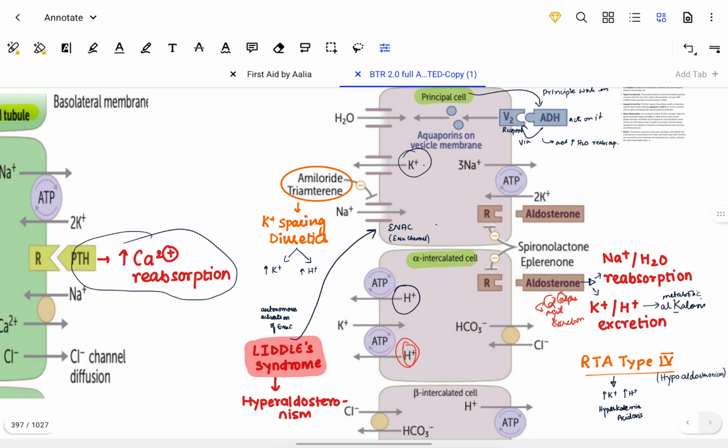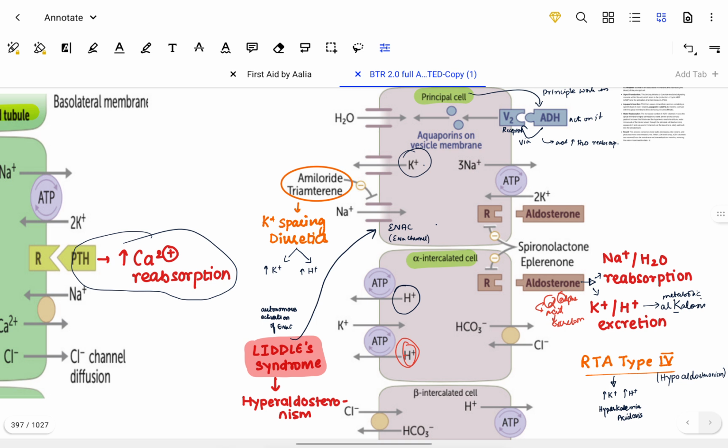This also happens in RTA type 4. In RTA type 4, we have hypoaldosteronism. K plus and H plus are increased. The problem in RTA type 4 is that K plus and H plus are not being excreted. They increase. It causes hyperkalemia and it causes acidosis, the opposite of alkalosis, right?